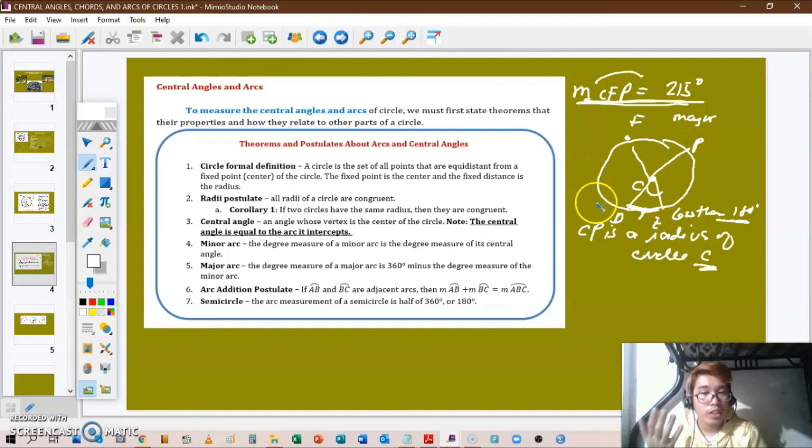Then we have the arc addition postulate. It's very much similar to the segment addition postulate and the angle addition postulate. Let's say we have here arc AB, and let's say this is circle O, and we have here point C. Therefore, if we add arc AB and arc BC, we get arc AC.